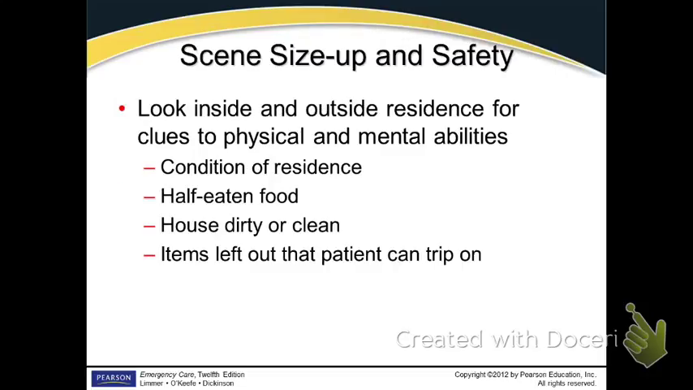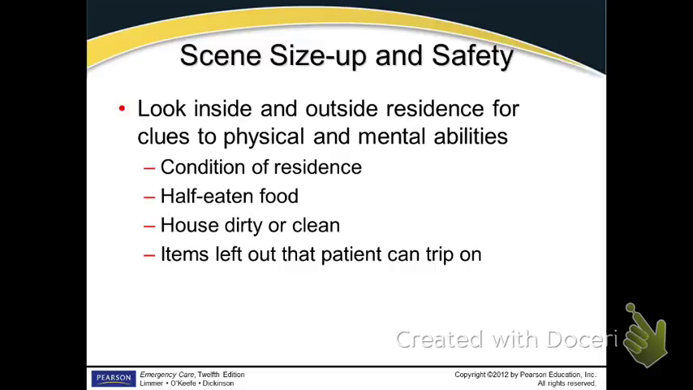When you're doing your scene size up and safety, look inside and outside of the residence for any sort of clues that might lead to extra knowledge about this geriatric patient. So the condition of their residence, both inside and outside. We're talking cleanliness, overall state of repair, any other things that you notice that might seem out of the ordinary. Maybe, in other words, that they weren't able to properly take care of it.